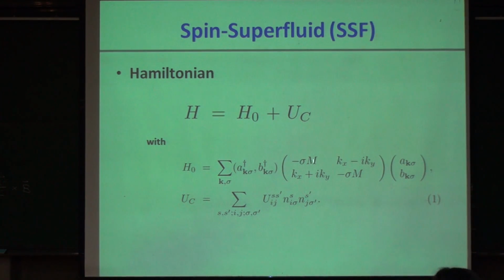The mathematics I won't talk about in detail, but I will just mention that it's very similar to the BCS theory for a charge superconductor. So here you can write down the Hamiltonian for ferromagnetic graphene. That's H0. Then you have a Coulomb interaction between the particles and the holes.